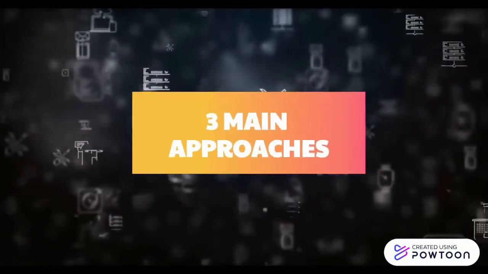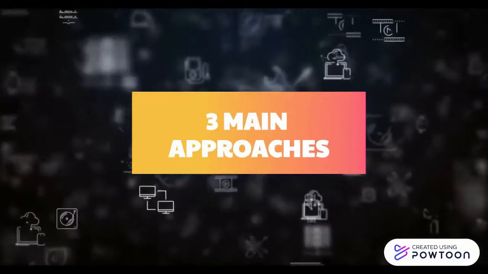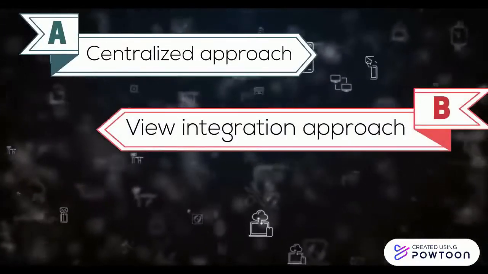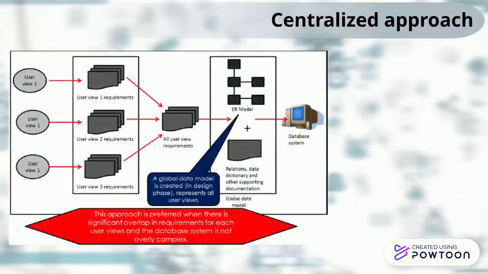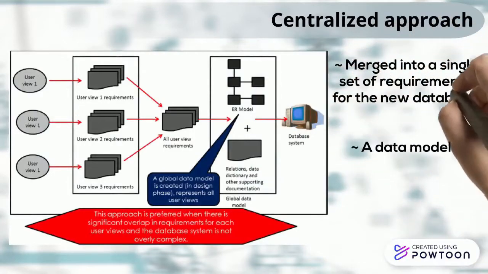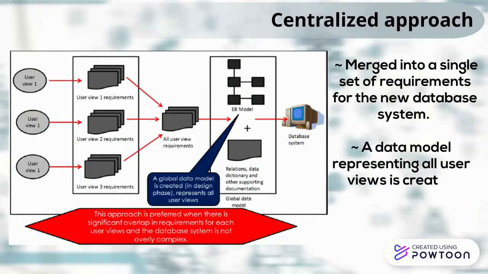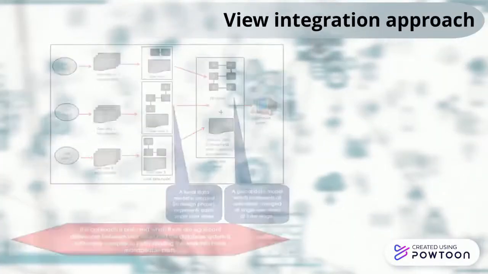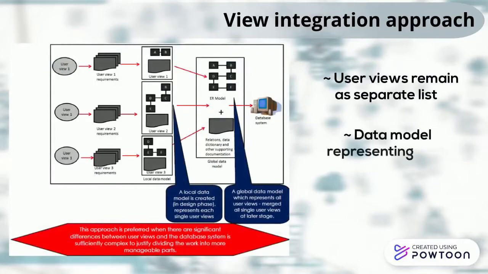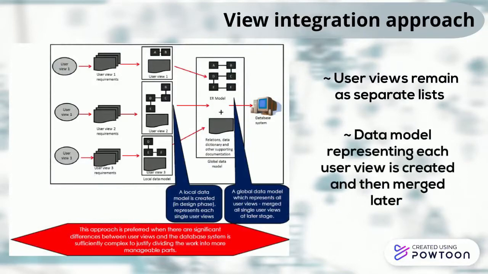There are 3 main approaches to managing a database system with multiple user views, which are the centralized approach, the view integration approach, and a combination of both. In the centralized approach, the requirements for each user view are merged into a single set of requirements for the new database system. A data model representing all user views is created during the database design stage. While in the view integration approach, the requirements for each user view remain as separate lists. A data model representing each user view is created and then merged later during the database design stage.